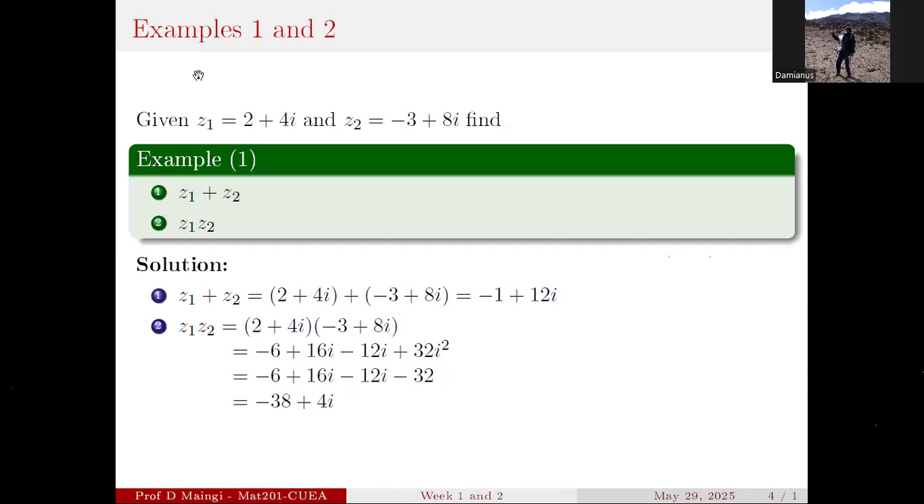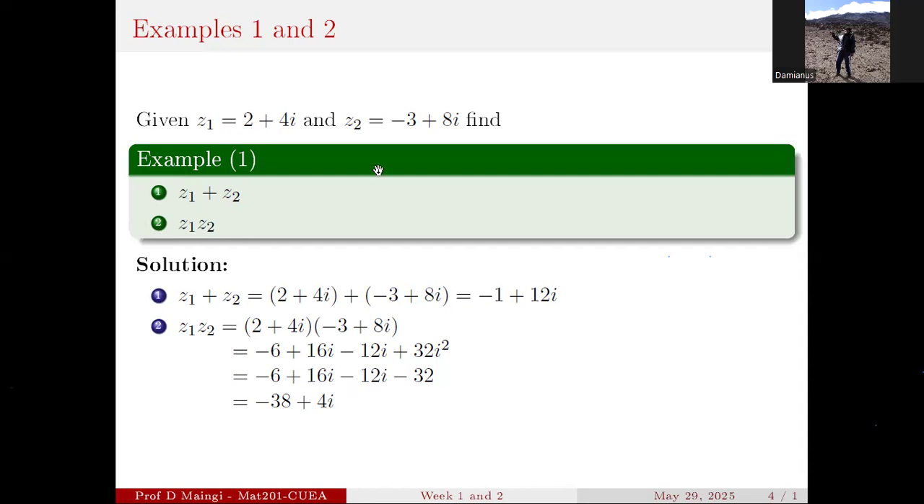Okay. So given two complex numbers, Z1 is 2 plus 4i, and Z2 is minus 3 plus 8i. You are supposed to perform two operations. One is to add the two. So Z1 plus Z2 will be 2 plus minus 3, which gives you minus 1. And then 4i plus 8i will give you 12i. Done.